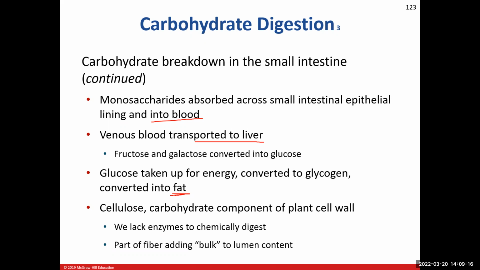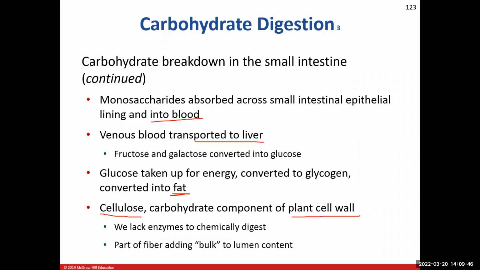Now, some of our polysaccharides, you heard me mention starch, but another polysaccharide is cellulose. This comes from the plant cell wall. If you've taken the general biology course, you should know the difference between an animal cell and a plant cell. Well, plant cells have a cell wall. Unfortunately, we cannot break down that cell wall.